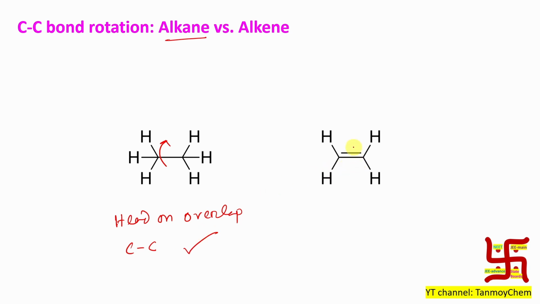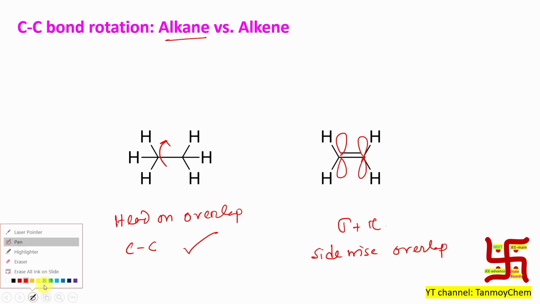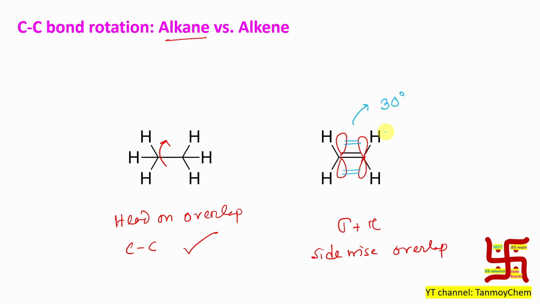Now if you look at this alkene, this is a double bond, meaning one sigma plus one pi bond. In the case of the pi bond, the C-C rotation is not allowed because pi bonds are made by sideways or parallel overlap of the p orbitals. Now if you want to rotate this bond nearly 90 degrees, this pi bond will not remain, this bond will break. So in this case you can say rotation is restricted in case of alkene.